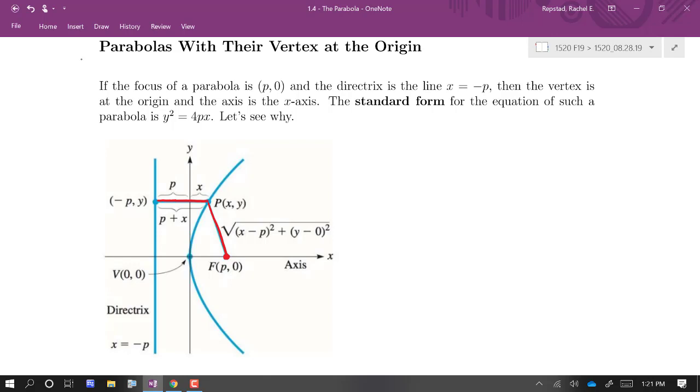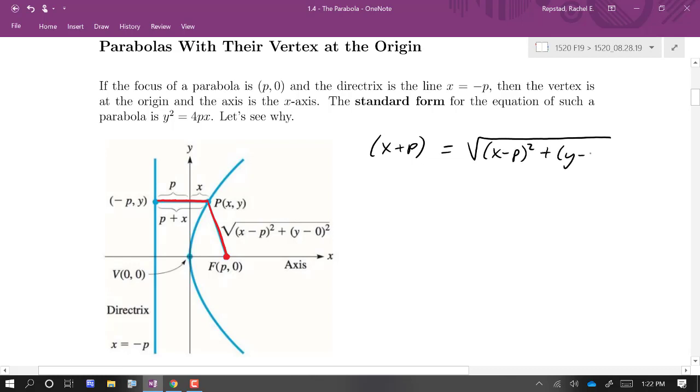The other distance is not so bad because we have a distance formula, right? So if we just use the distance formula on the points x, y, and p, 0, you get this expression, right, with the radical. And what makes that a point on the curve is that those distances are equal. So using the geometric definition of the parabola, we know that x plus p is equal to the square root of (x minus p) squared plus (y minus 0) squared. Certainly, that's an equation that represents that curve. It's just not very nice.